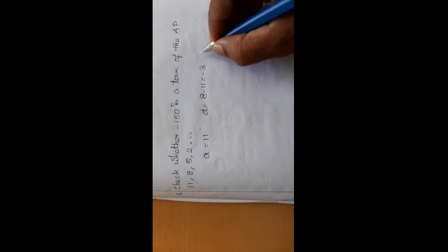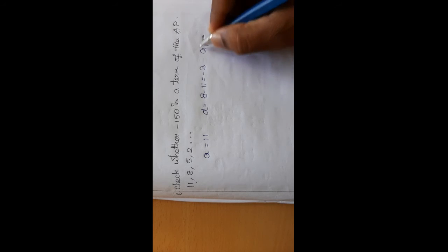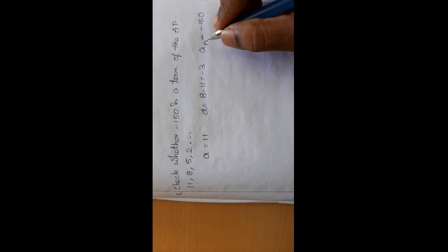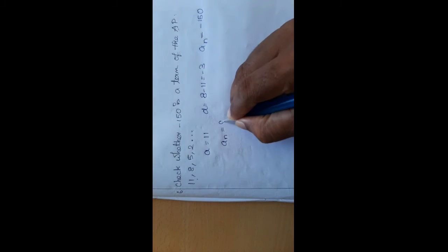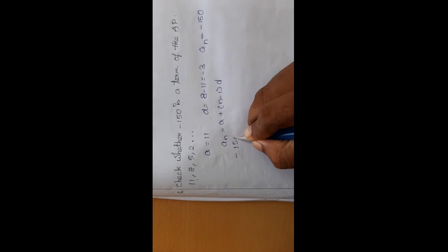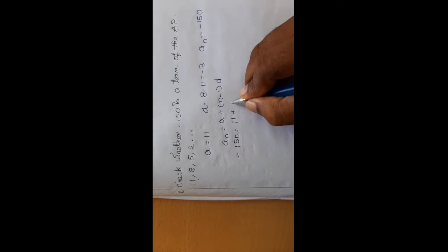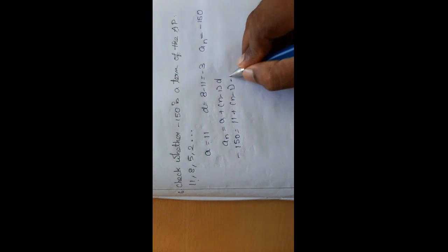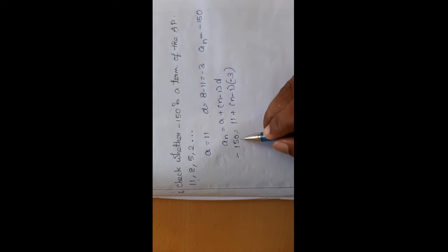They said check whether it is a term, so let me consider it as one of the terms present here, an. Now you substitute and let me see. If we get an n value that is a proper number, then it is present. If it is not, it is not present. So the general term an is equal to a plus n minus 1 into d. An is minus 150, which is equal to a is 11 plus n minus 1 into d is minus 3. If we bring 11 over, it will be a subtraction: minus 150 minus 11 is minus 161, which is equal to n minus 1 into minus 3.